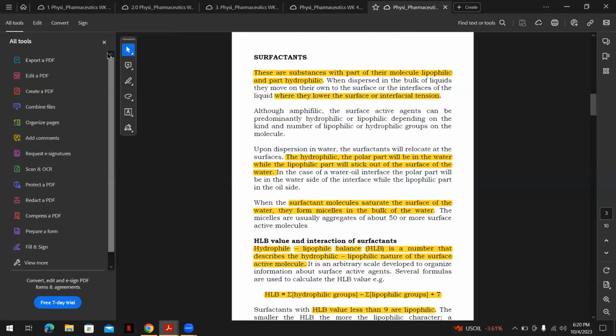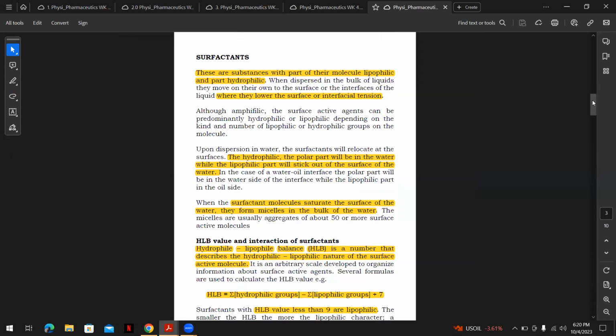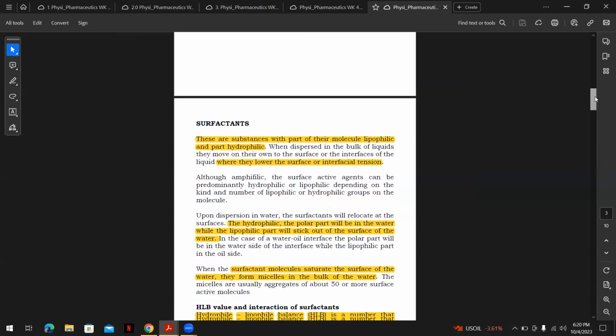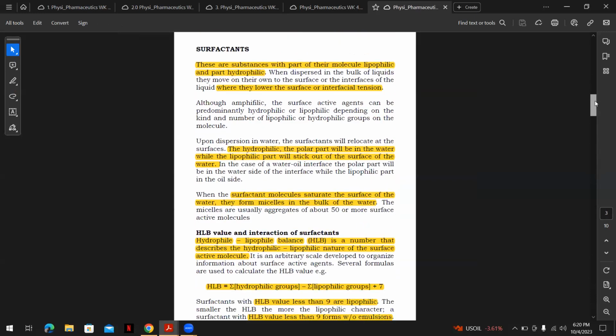And now we also talked about surfactants. Are we together? Okay, I assume we are together. Yes. And I hope we are understanding also.